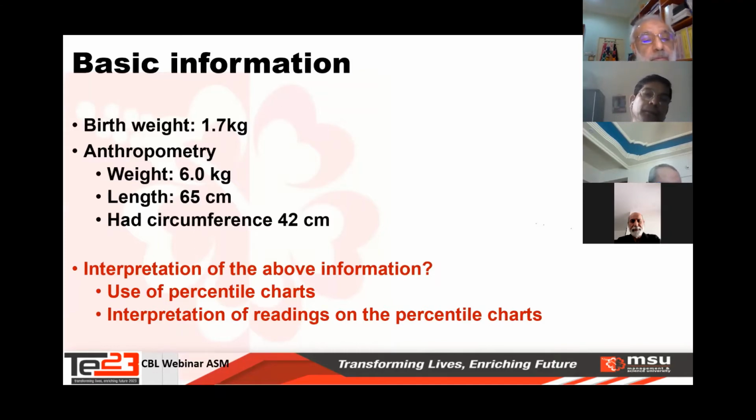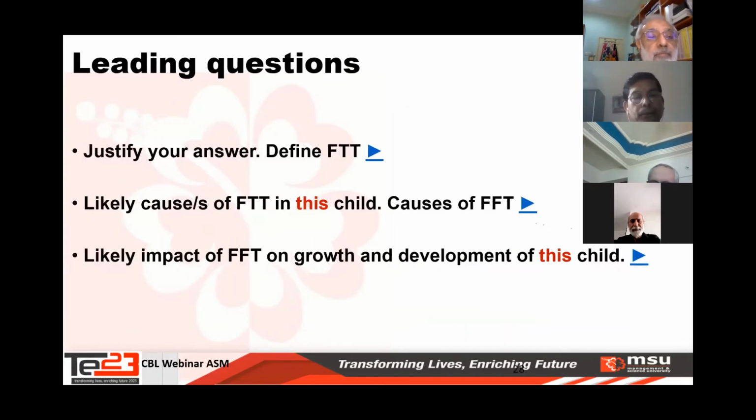Then further information was provided, the birth weight and the anthropometry. And again, they have to analyze this information using the percentile chart. So they learn how to use the percentile chart and how to interpret the findings on it. And then questions are asked to justify their answers and likely causes in this child, not general, not theoretical, but in this particular child, and what could be the impact of failure to thrive on the growth and development of this child.